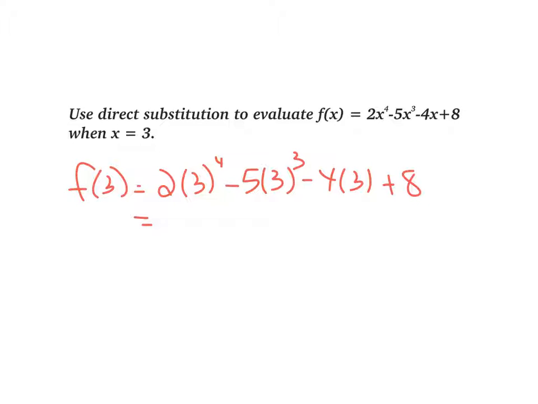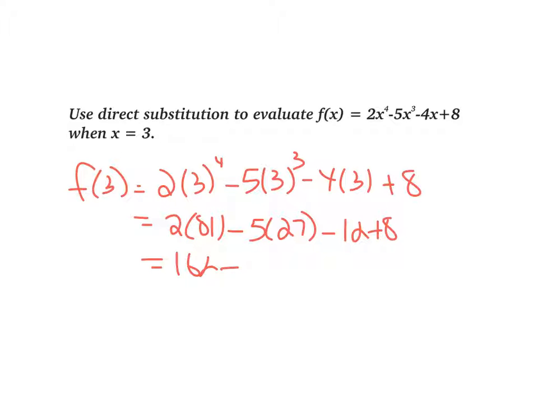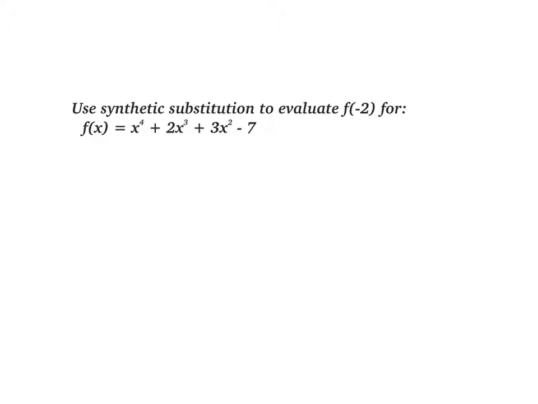Now we work that out. 3 to the 4th power is 81. 3 cubed is 27. 4 times 3 is 12 plus 8. That's 162. 135 minus 12 plus 8. Now I want to do all that math at the end. I'm going to get 23. So all you do when it says use direct substitution is you plug a 3 in, or whatever value they give you, for all your x's and work it out.